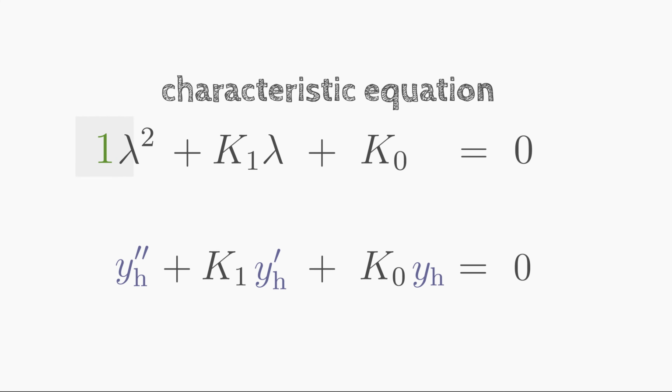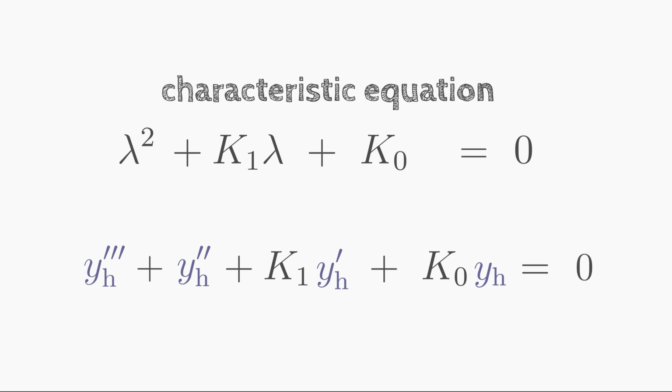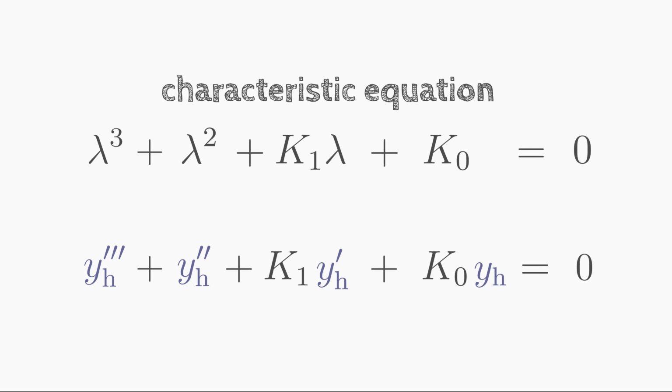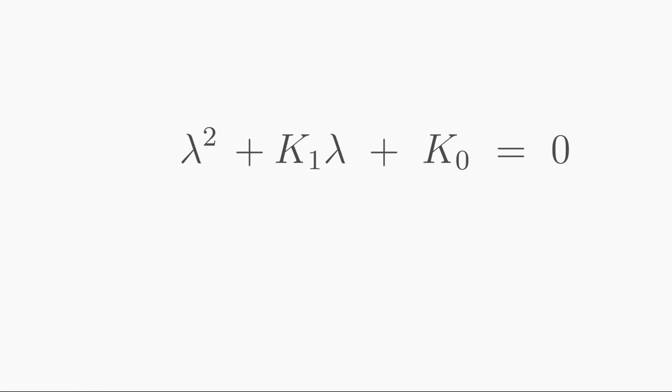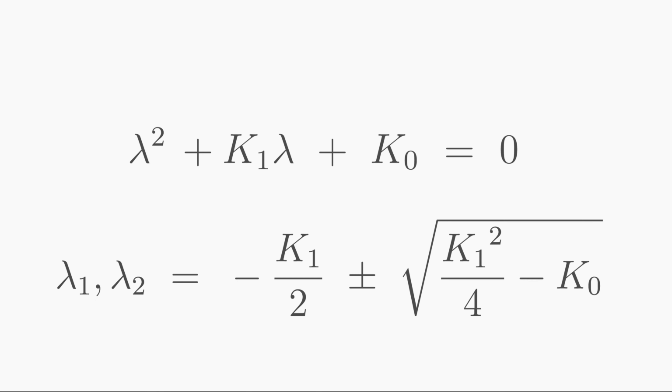The coefficient in front of lambda squared is in front of the second derivative of y. In this case, the coefficient is 1. The coefficient of lambda is in front of the first derivative of y, in this case k1. And the coefficient k0 in front of the function y itself stands alone in the characteristic equation. By the way, if you had a homogeneous third-order differential equation, then the characteristic equation would start with the cubic term, and so on. A quadratic equation has two solutions, lambda 1 and lambda 2, and you can determine these, for example, with the quadratic formula.